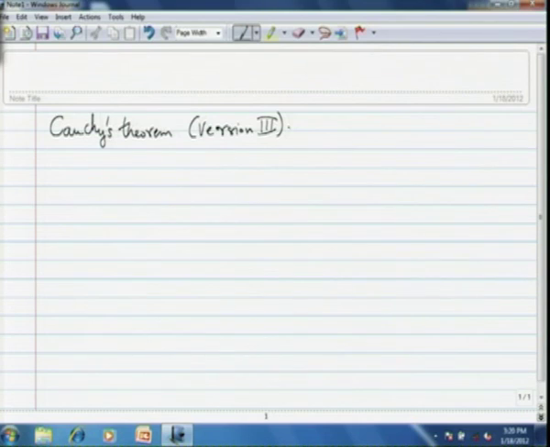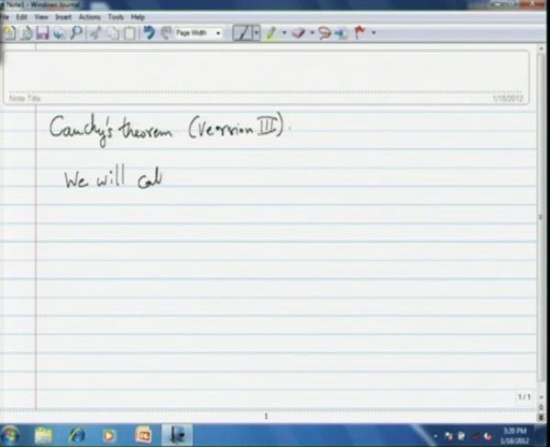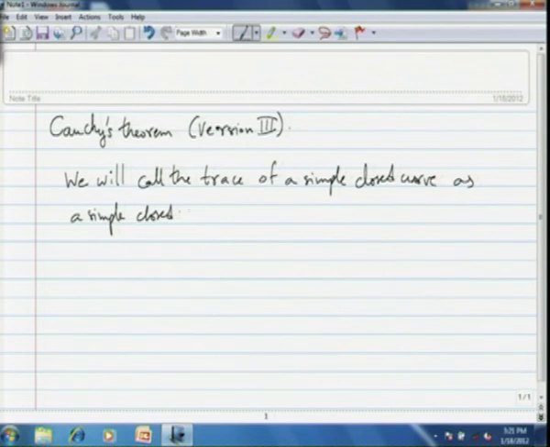So, in order to make some preparation for stating this theorem, let us start with some recollection of properties of a simple closed curve. Okay. So, we will call the trace of a simple closed curve as a simple closed curve. What that means is I will constantly keep confusing the curve with its trace when there is not much ambiguity.